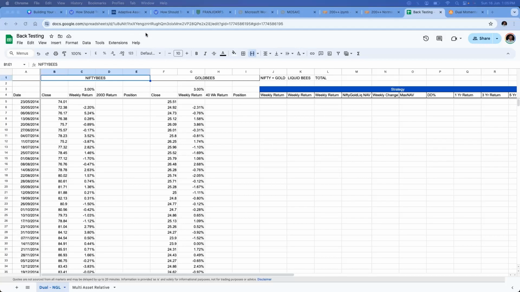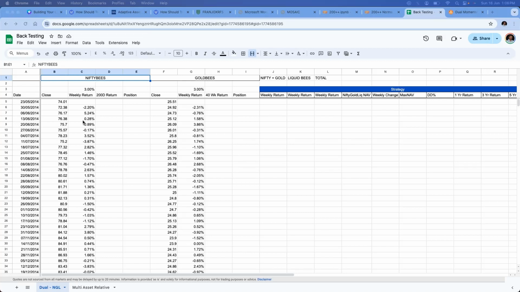I'll show you how to backtest a dual momentum strategy on Google Sheets. So there are 4 parts to backtesting. One, you get the raw data. Second, you build the strategy using the signal. And third, you compare it with the benchmark. And finally, 4, you get the results to interpret. Now, first, let's get the raw data.